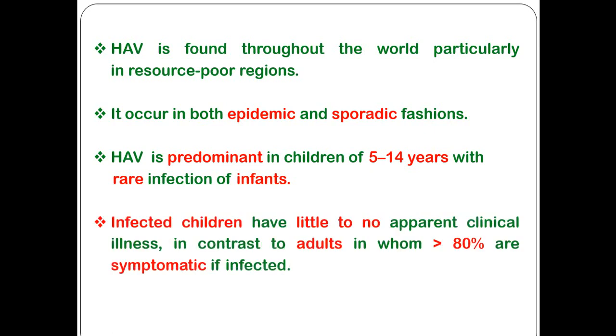But the important thing is that infected children in this age group have little to no apparent clinical illness, in contrast to adults, in whom more than 80% are symptomatic if infected. So the incidence in adults is less, but the symptoms are more severe. While in the pediatric age group, it is a high incidence, but the symptoms may be mild or even absent.